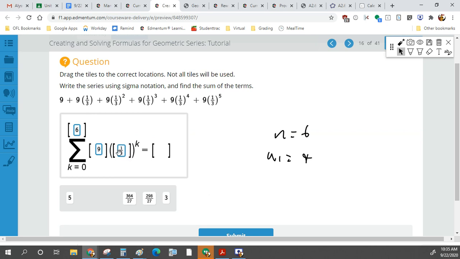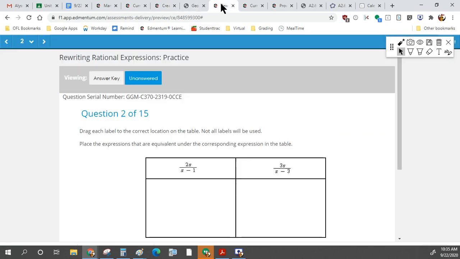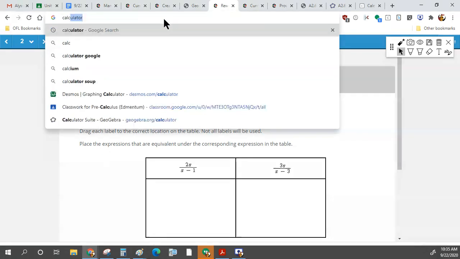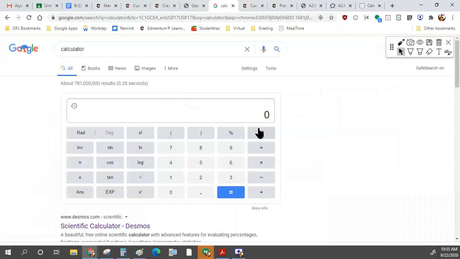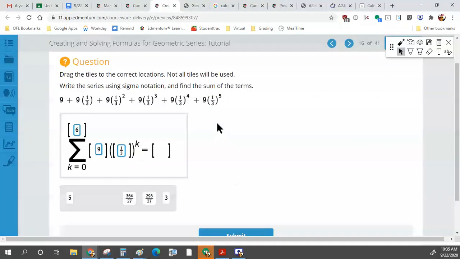And then it wants us to find the answer for this. Oh my gosh, I hope you guys have a scientific calculator. If not, time to use ye old Google calculator. We can kind of make this a little easier if we think about it, because the first one is 9.